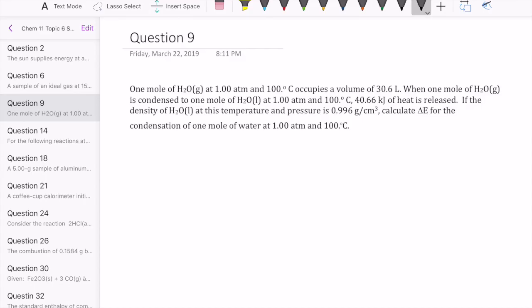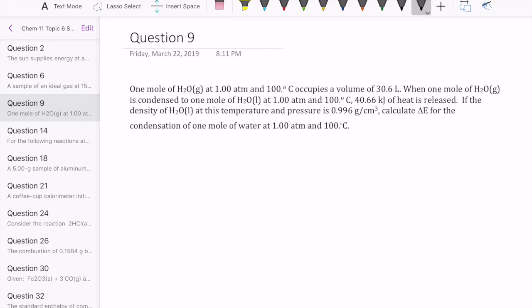Okay, let's take a look at question 9, topic set 6. This question tells us that we have water with some quantity, and initially it starts with a volume of 30.6 liter, and then the water condenses from gas to liquid at the same temperature and pressure, and during the condensation you release some heat. Then it's asking what's the delta E if you know the density of water.